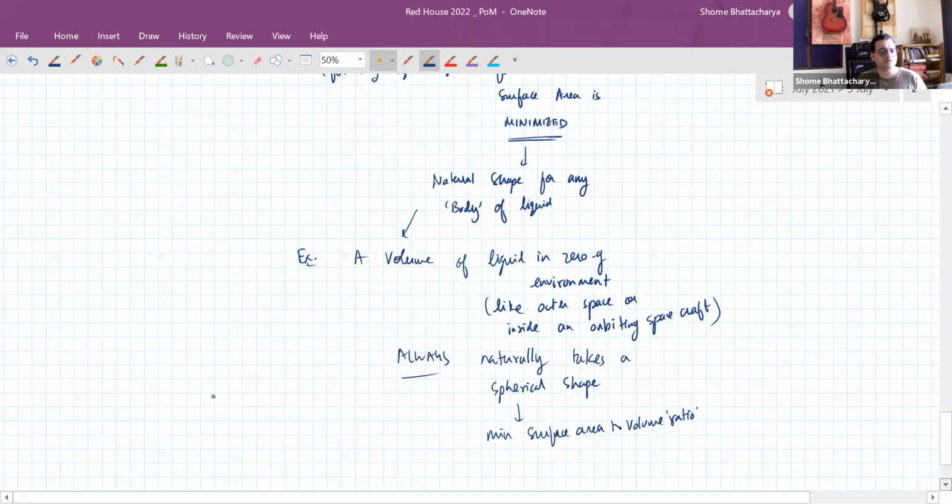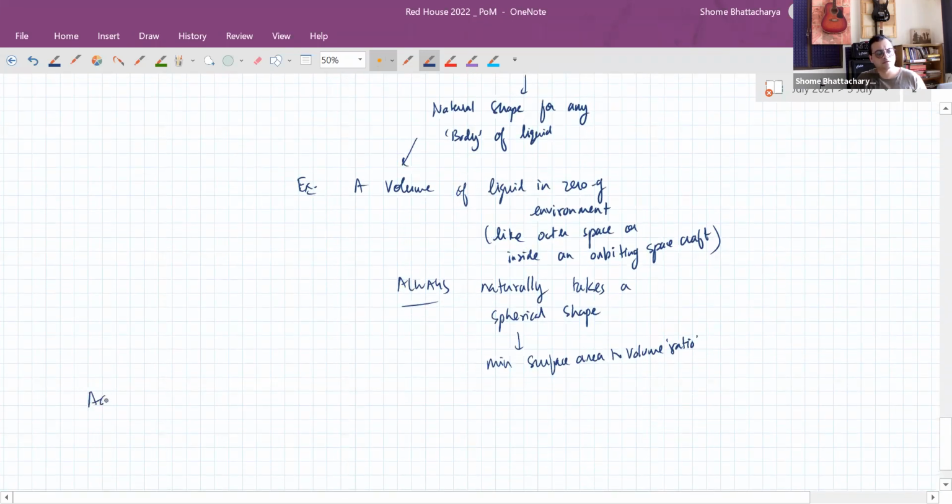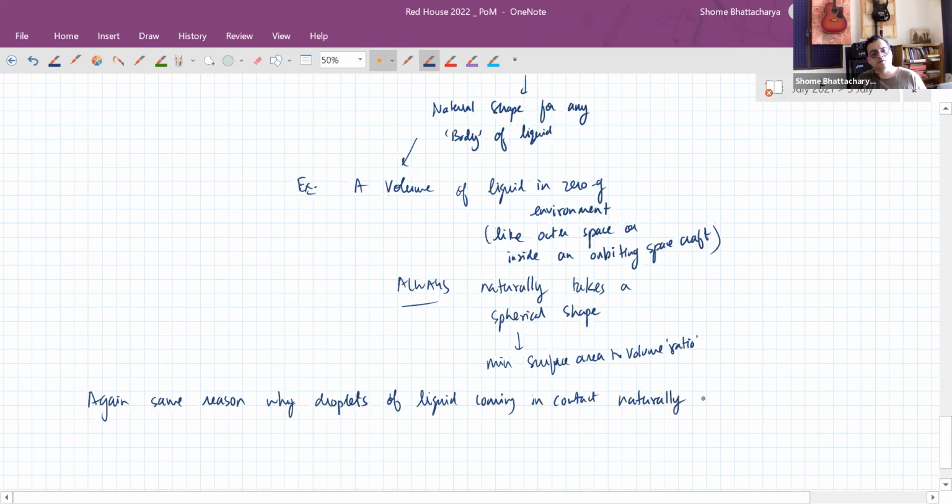Another consequence of this is that same reason why droplets of liquid coming in contact naturally coalesce or combine into a single body of liquid and not vice versa.